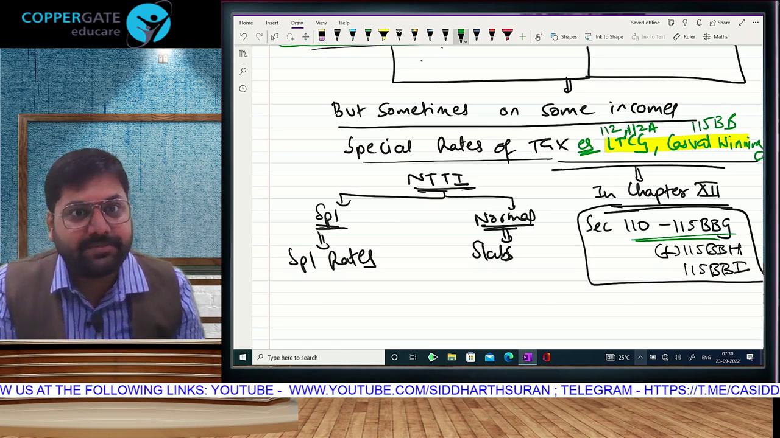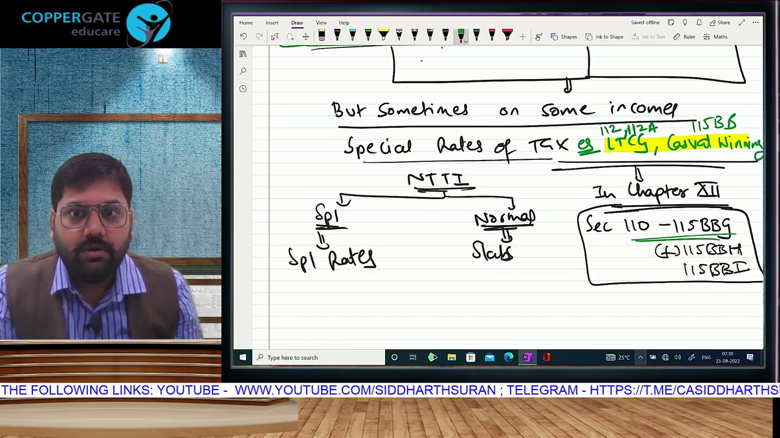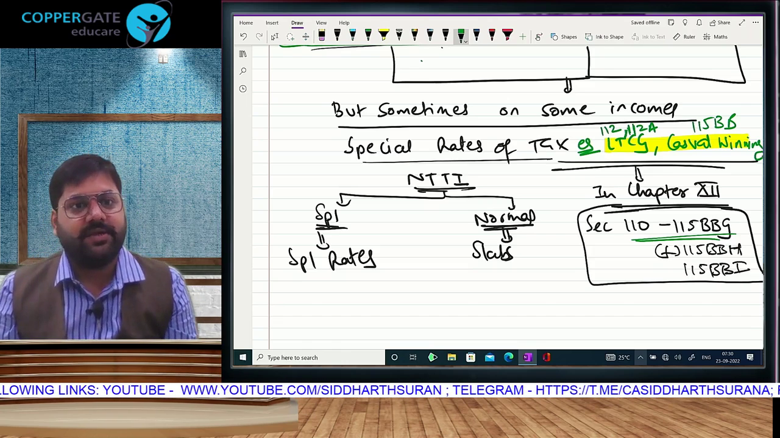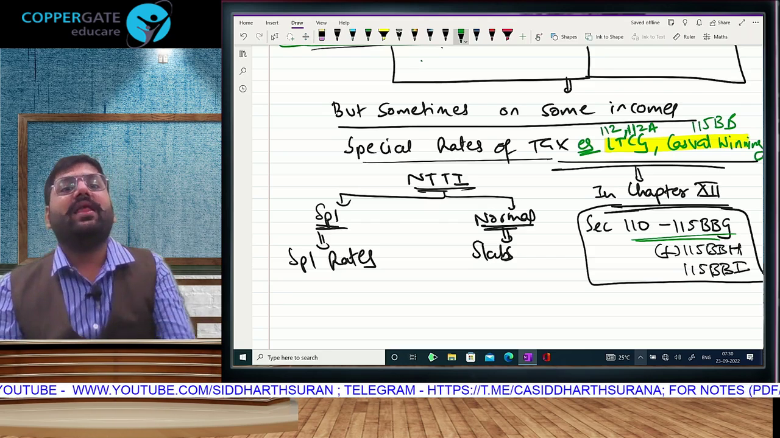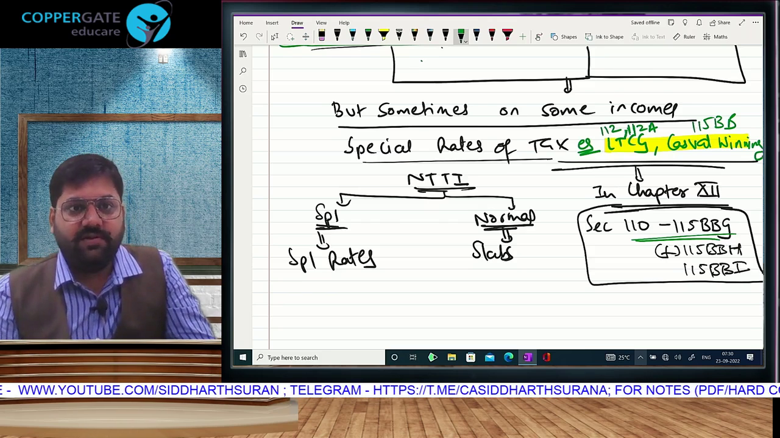So, we have slabs. Very good. But some incomes will be taxed at these special rates given in the chapter. Which chapter of income tax law? Chapter 12.